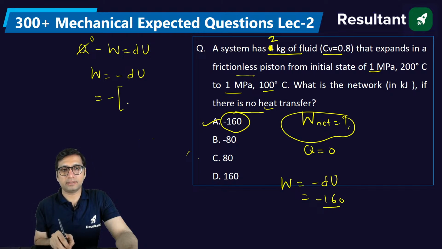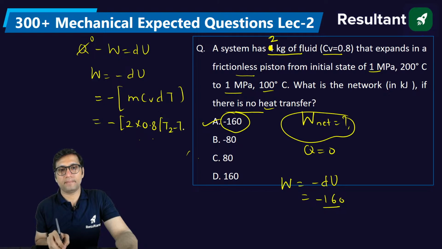Okay, so minus mCv dt. Now put all the values. Minus 2 into 0.8 into dt is T2 minus T1. Now if you solve it, you will get minus 160.